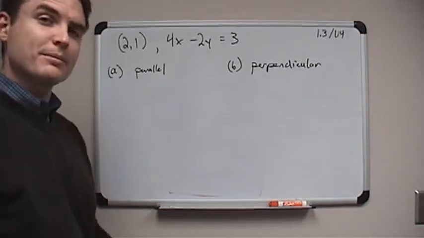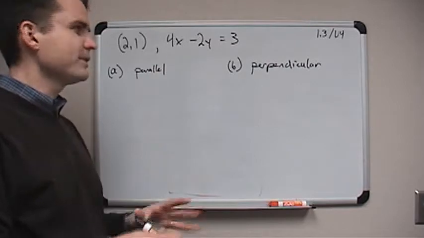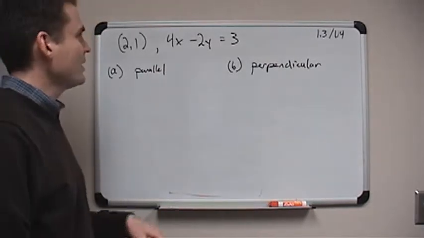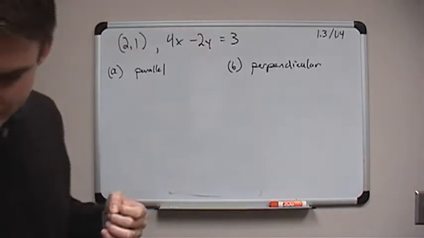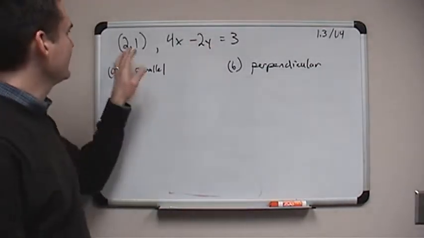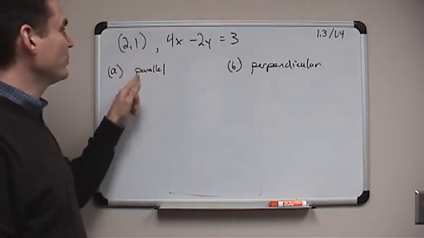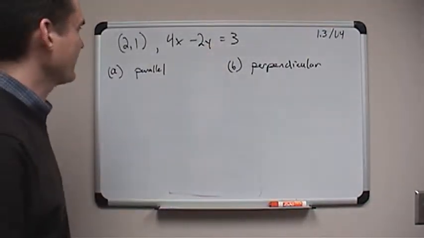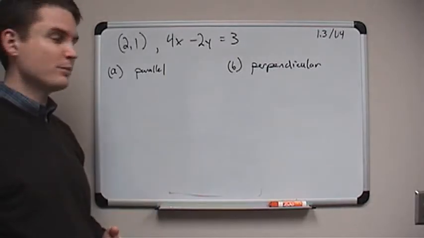Okay, this example involves finding the equation of a couple of lines, using a few other ideas and some formulas we've already talked about. What they ask us to do is take this line and find two lines, both containing this point, one which is parallel to the original line and one which is perpendicular. These two ideas of parallel and perpendicular have to do with slope.